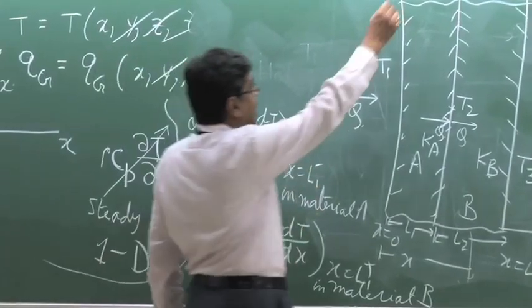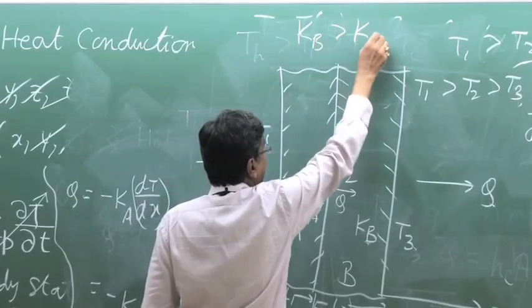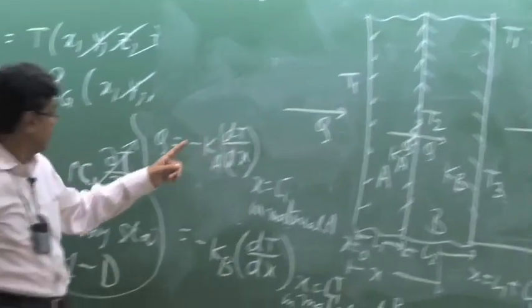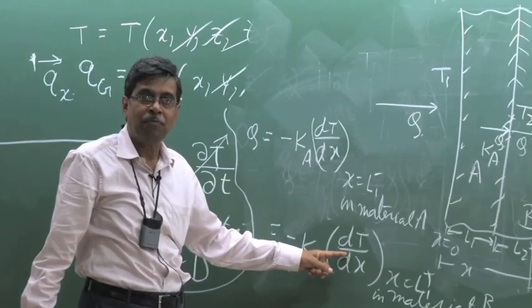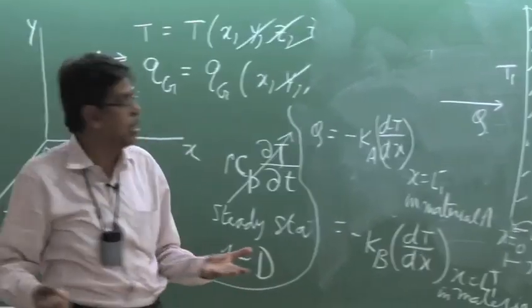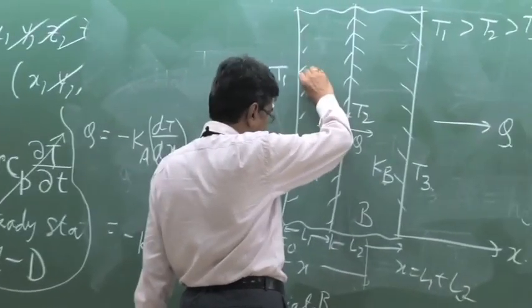Now if we consider a case where Kb is greater than Ka, then what will happen? This temperature gradient will be steeper, and this temperature gradient will be flat, because Kb is higher than Ka. The gradient is inversely proportional to thermal conductivity. So we can draw a picture like this.